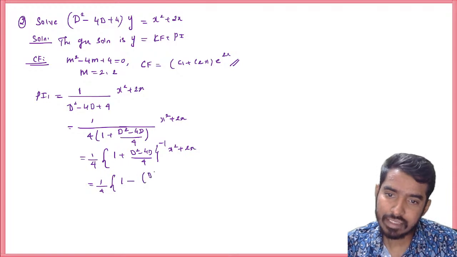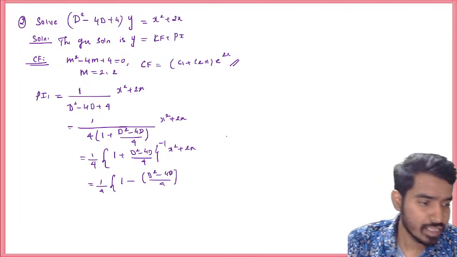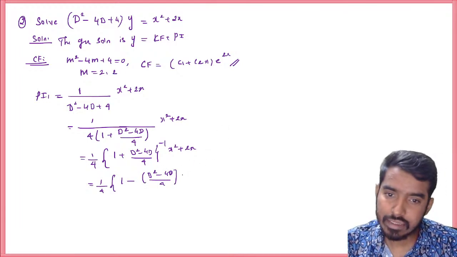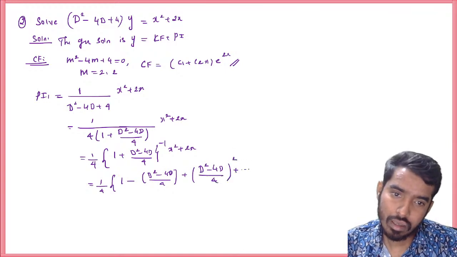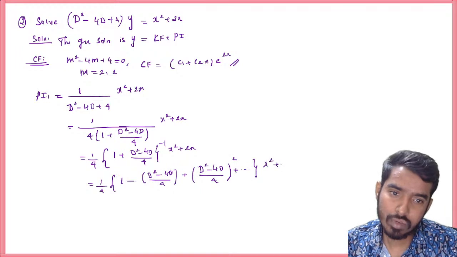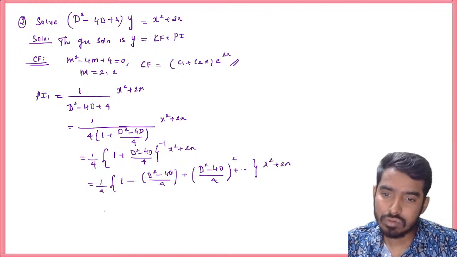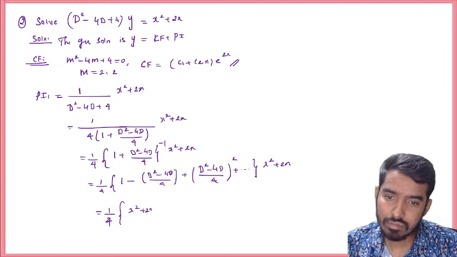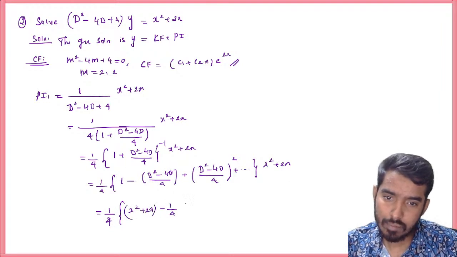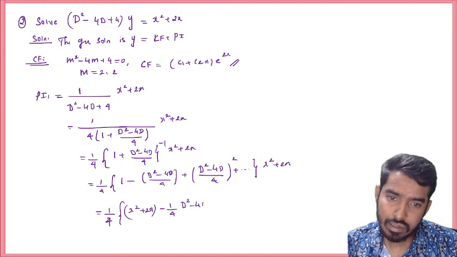So 1 minus x plus x square, right? 1 minus x, D square minus 4D by 4 whole square and so on, into x square plus 2x, right? Now this will be 1 by 4. So multiply this x square plus 2x inside. So 1 into that term will be x square plus 2x minus 1 by 4 of D square minus 4D into x square plus 2x, right?